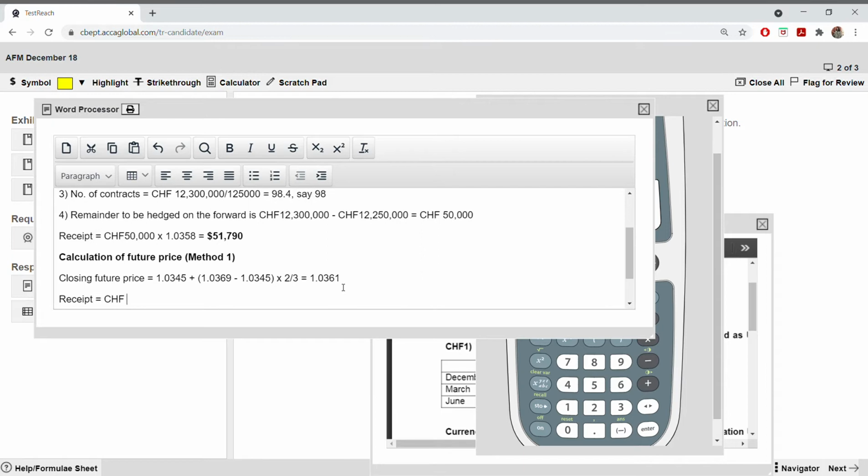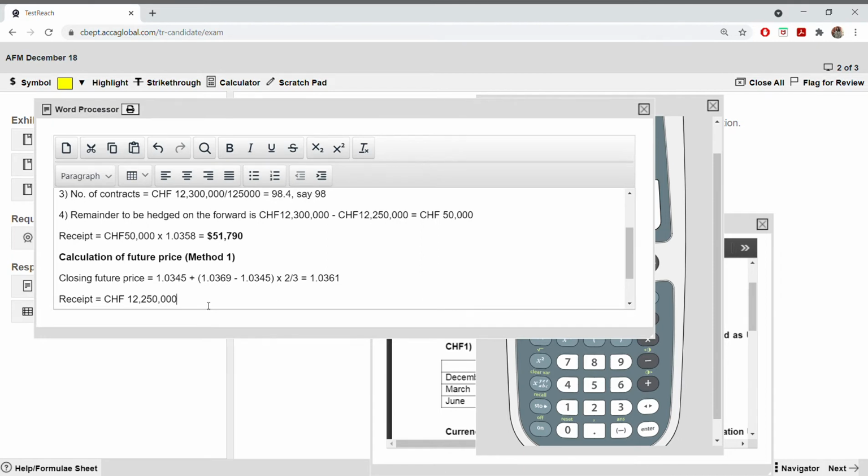CHF 12,250. Why 250? Why not 12.3? Because we are going to hedge this much only, 12,250. The remaining 50,000 we are hedging using forward. So we cannot hedge the full 12.3 million using future. You have to be very alert, okay? Sometimes it's easy to forget and just put 12.3 million because we forgot that we are going to hedge 50,000 by using forward.